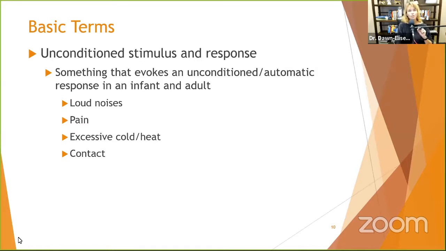Being able to just identify that and go, yep, that's an unconditioned stimulus. That's something my body was wired to do in order to protect me. No big deal. Go back to whatever you're doing. Pain is another one that you didn't need to be trained for.